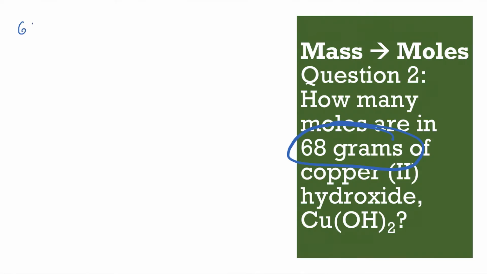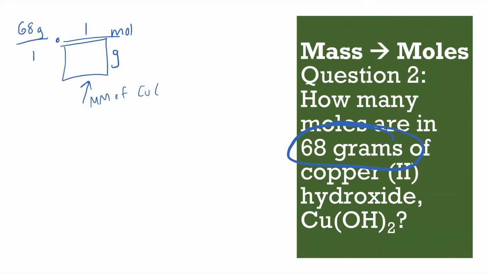So again, 68 grams is our given over 1. You want grams to cancel, goes on the bottom. Looking for moles, that goes on top. In 1 mole, how many grams do we have? That is the molar mass of Cu(OH)2. So we have Cu, we have O, we have H. Copper, there's 1 of them. Mass is 64. 1 times 64 is 64.